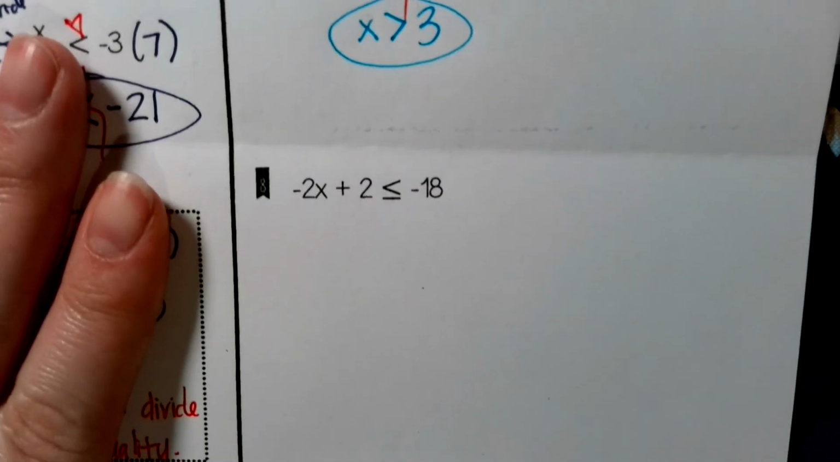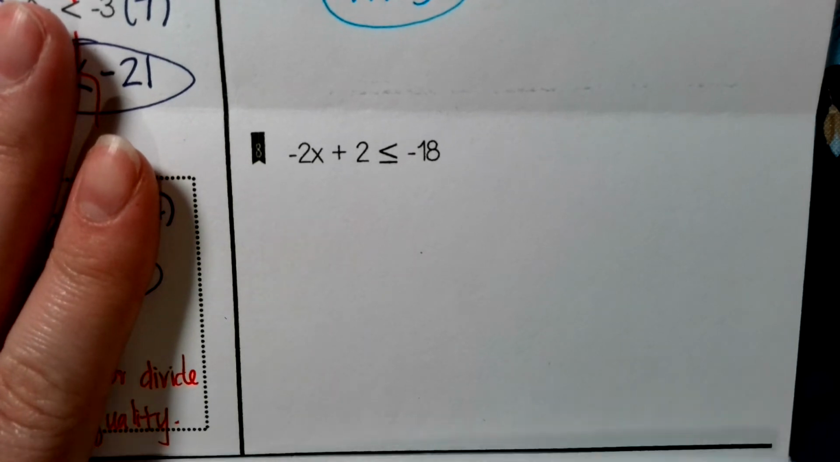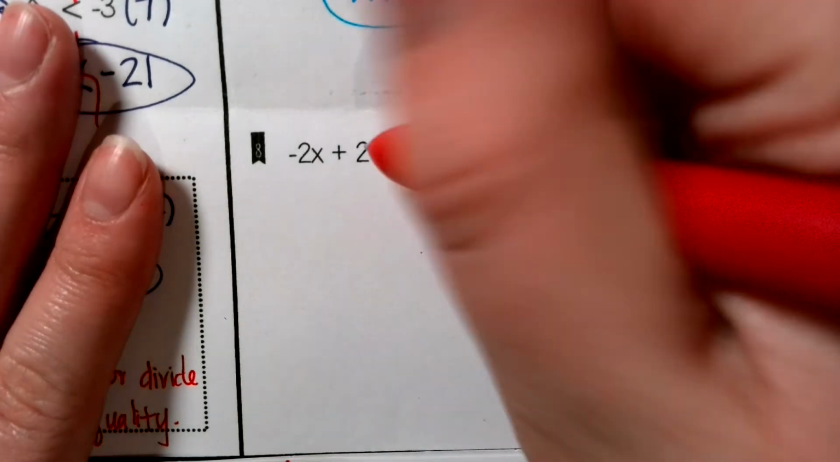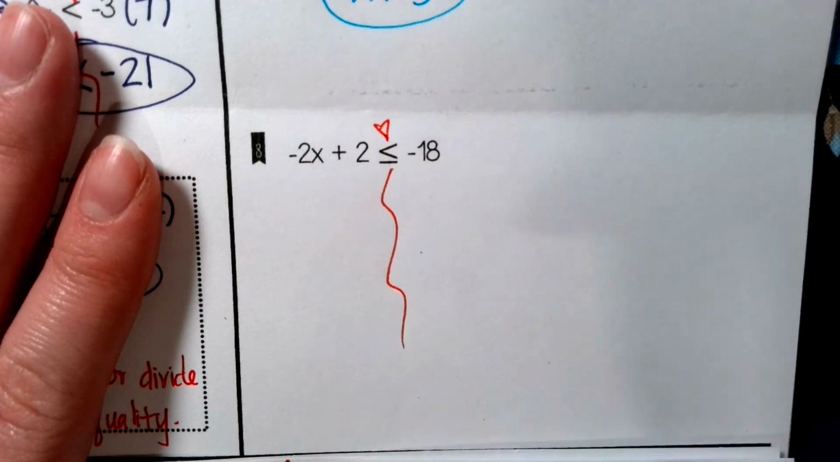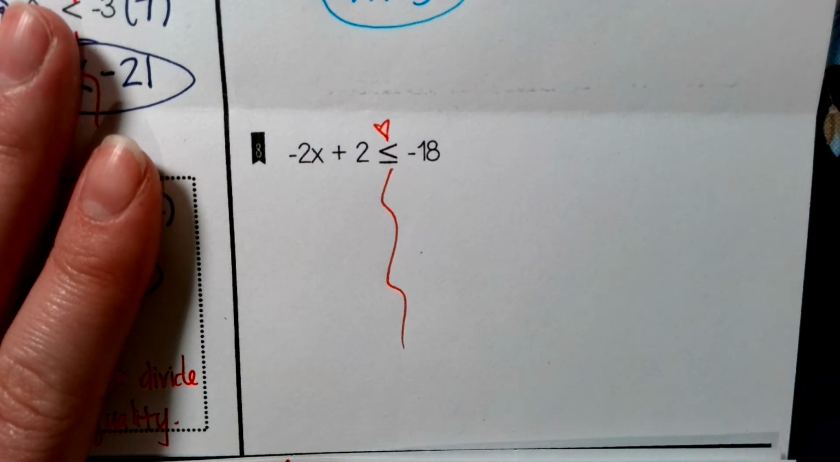Alrighty, let's slide and go to number 8. Same steps, don't get afraid by those negatives. Get that river of love going on.